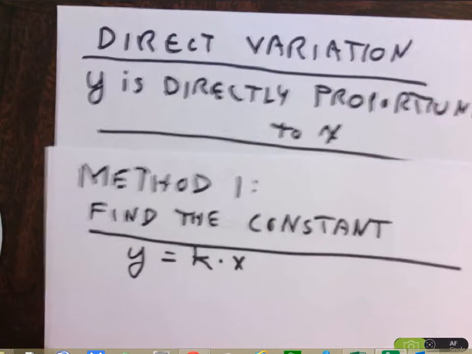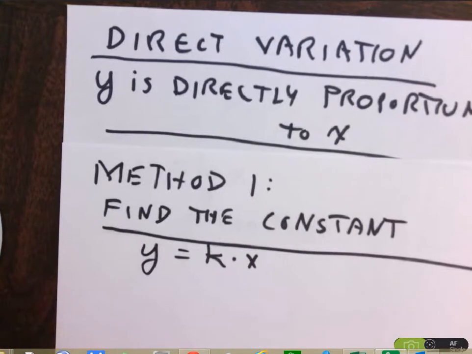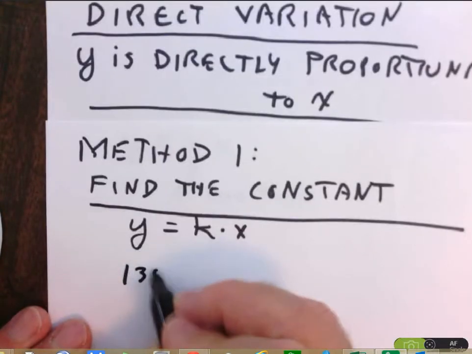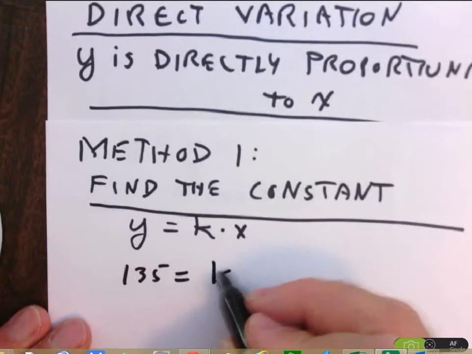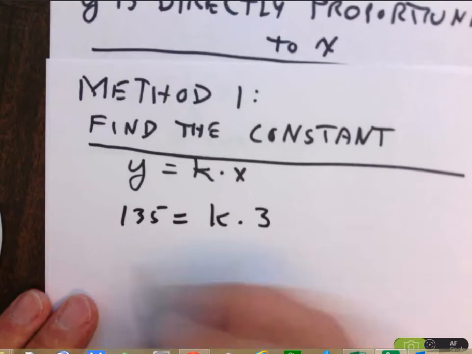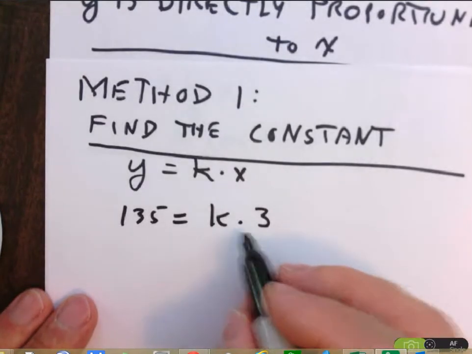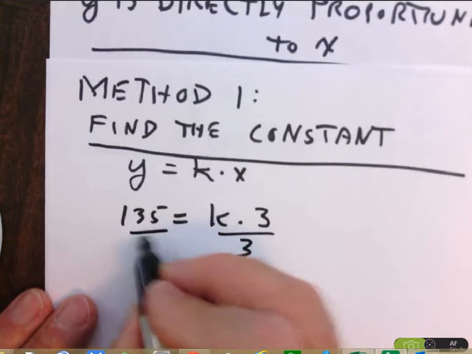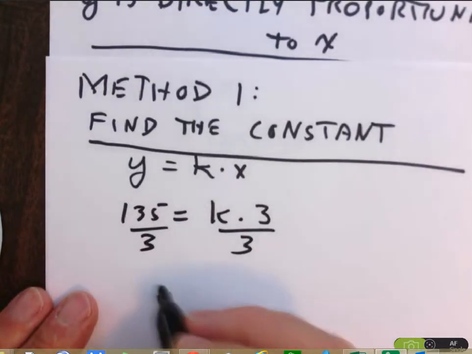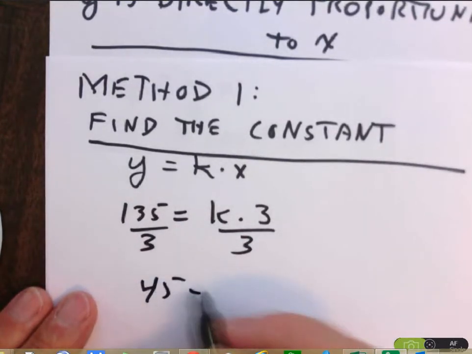Method one is find the constant. Okay, so we know the y value, the distance is 135. We're going to say that equals k times the time, which is 3. So now we have a nice equation. All we have to do to solve for k is divide by 3. So this just amounts to dividing the y value by the x value, and we get 45 equals k.